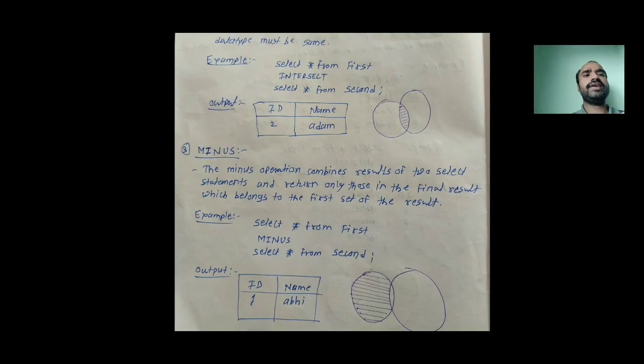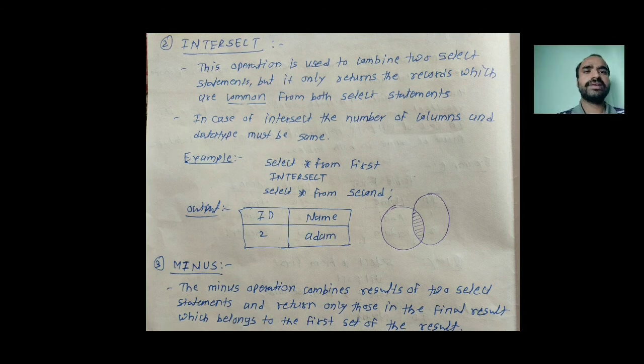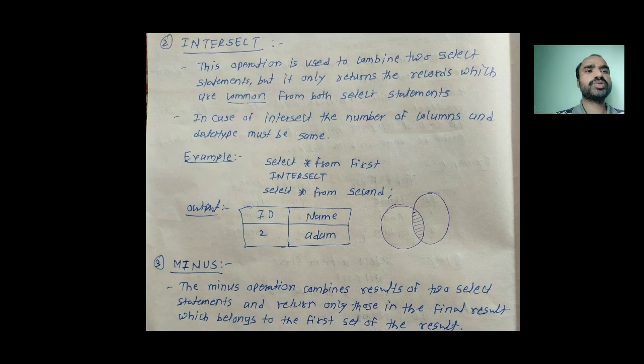Next one is intersect, or we can call it an elimination or the minus operation. So this operation is used to combine two select statements, but it only returns the records which are common from both select statements. Means in this case it will show the common records from both tables.